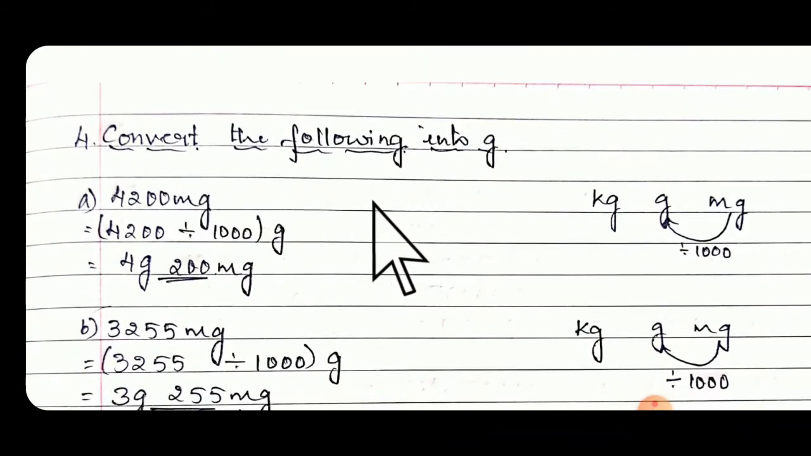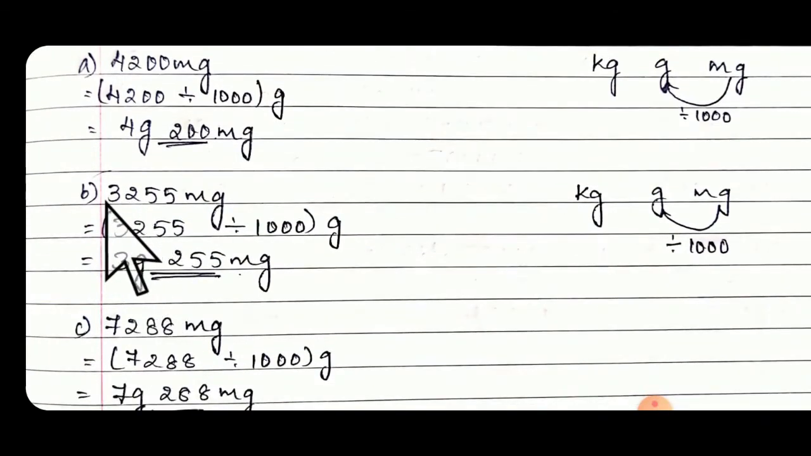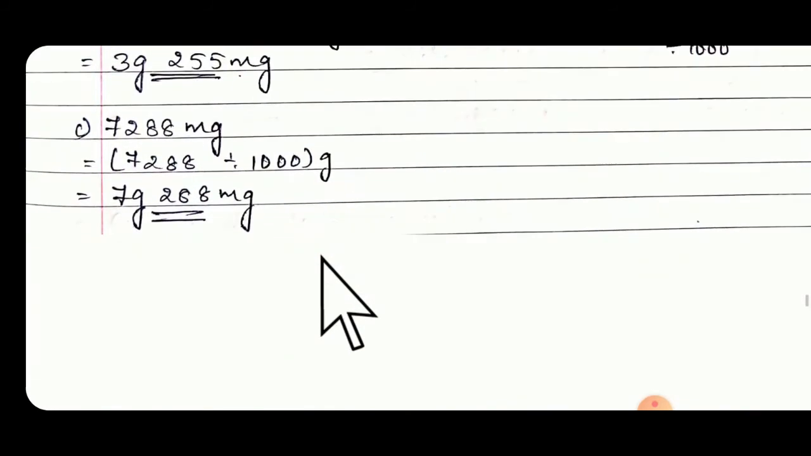Convert the following into grams. The question is given in the smallest unit, milligram, and you have to go to the gram. That means divide by 1000 again. So as done in the above, divide by 1000. So 4200 milligram will become 4 grams 200 milligrams. The next one, 3255 milligram. When divided by 1000, 3 will become gram, 255 will become milligram. Do the similar next sum.